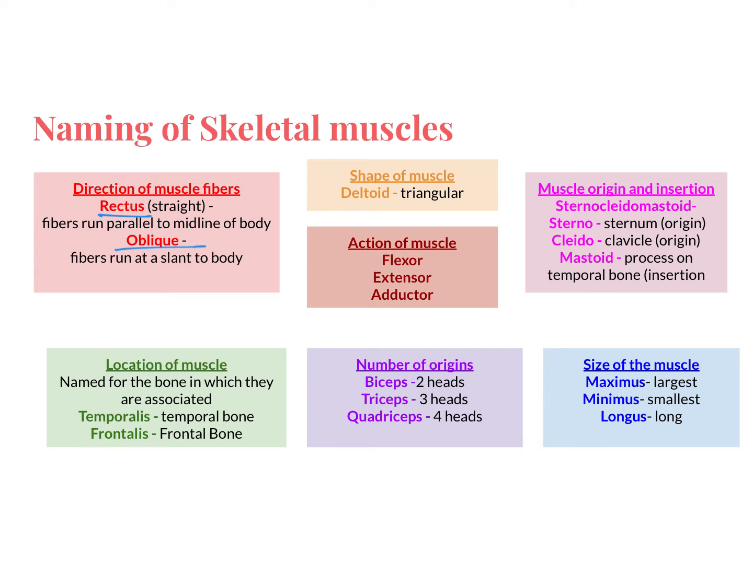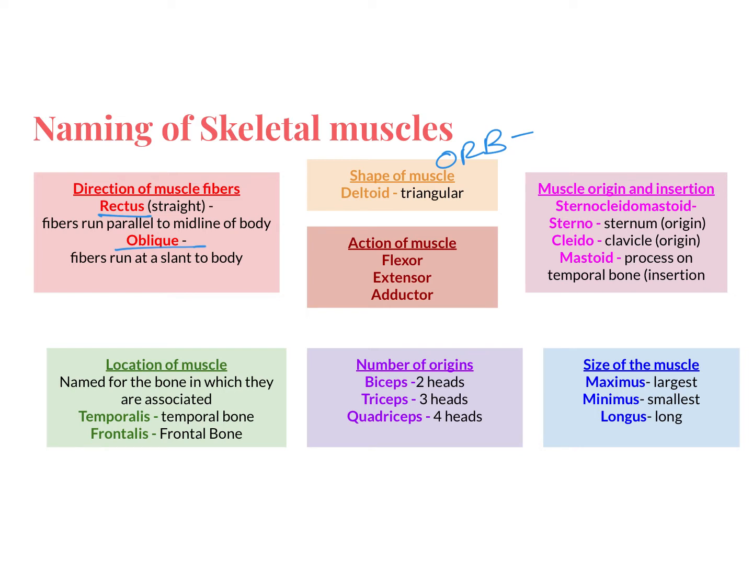Shape of the muscle is a lot of times used. Deltoid: delta is a triangular-shaped Greek letter, so the deltoid muscle is triangular in shape. Also, another one that you'll see, orb, means circular, and a couple of the face muscles we'll talk about today are named after that. Sometimes muscles are named after the action they do, like flexor, extensor, or adductor. Those are all movements that the muscle makes, and the muscles are named after them.